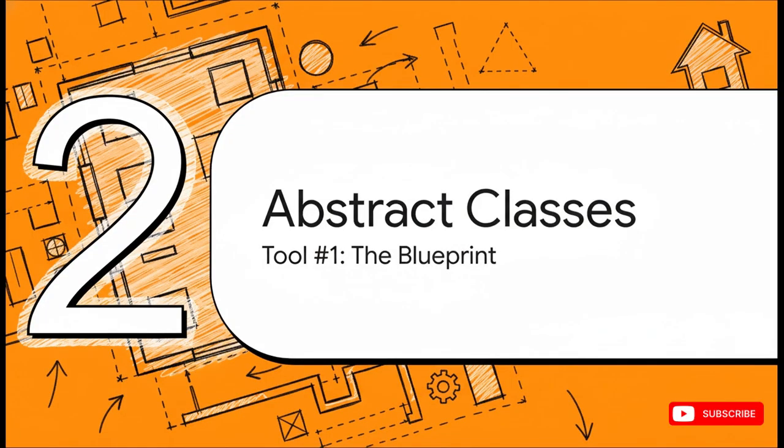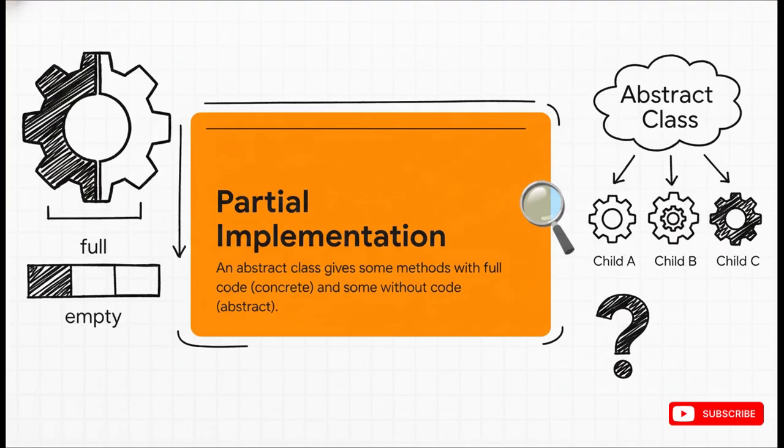Okay, so how do we actually do this in Java? Our first tool is the abstract class. And the best way to think about it, truly, is as a blueprint for other classes. The key phrase here is partial implementation. What makes an abstract class so special is that it can give you some methods that are fully coded and ready to go, while leaving other methods totally empty. It basically forces its children to fill in the blanks. So why on earth would you do that?